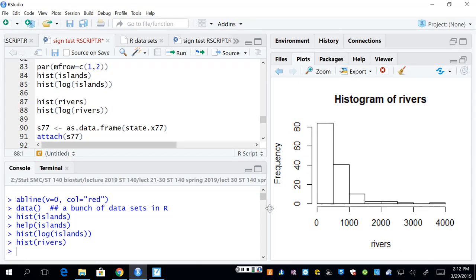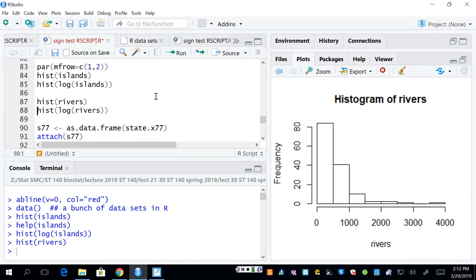Here's a histogram of river lengths in the United States. So what are some of the biggest rivers and the longest rivers in the United States? Mississippi. What else? Any others? Missouri, Colorado, some big rivers out in the Midwest. Yeah. So, right. But few of them are more than 1,000 miles long.